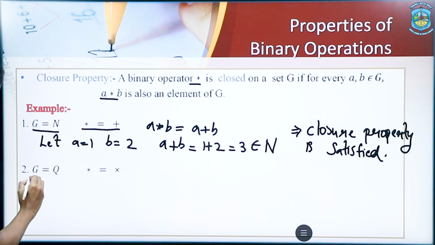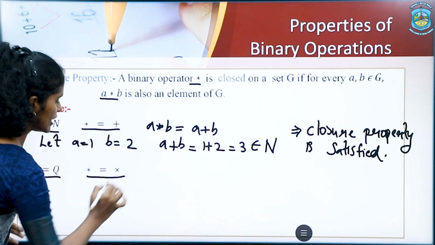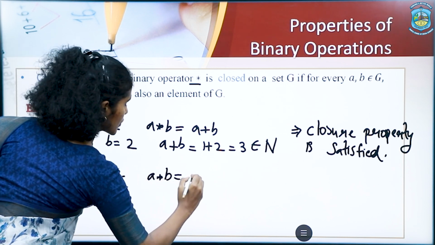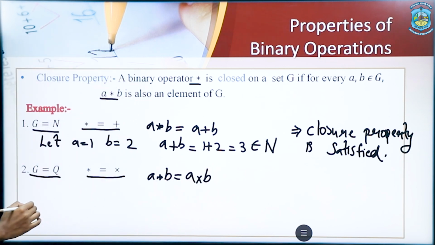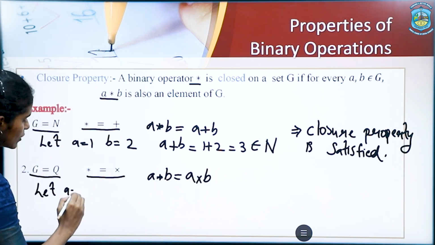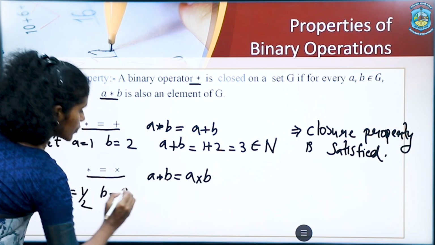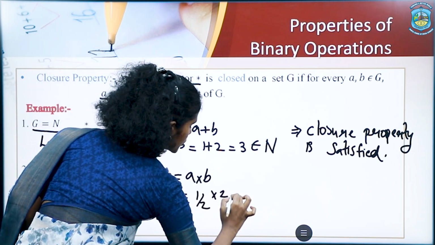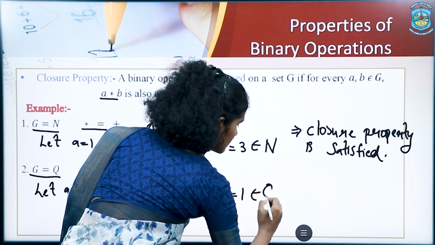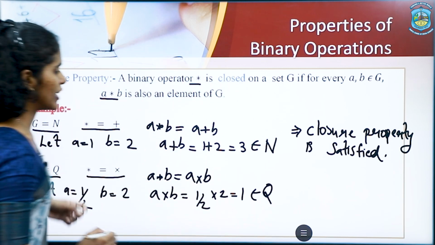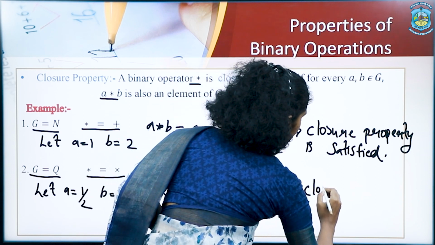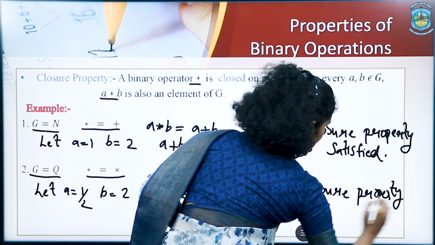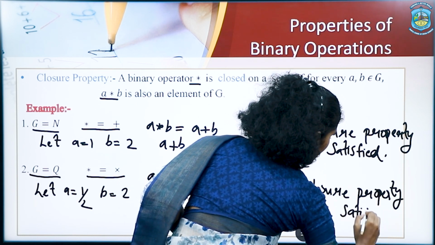Now we consider another example. The set of rational numbers and the operation given to us is multiplication. Here A star B will be equal to A into B. Let us consider two rational numbers. Let A equal to 1 by 2 and B equal to 2. So A into B is equal to 1 by 2 into 2, which is equal to 1, which is again a rational number. So this condition is satisfied. So we can say closure property is satisfied.